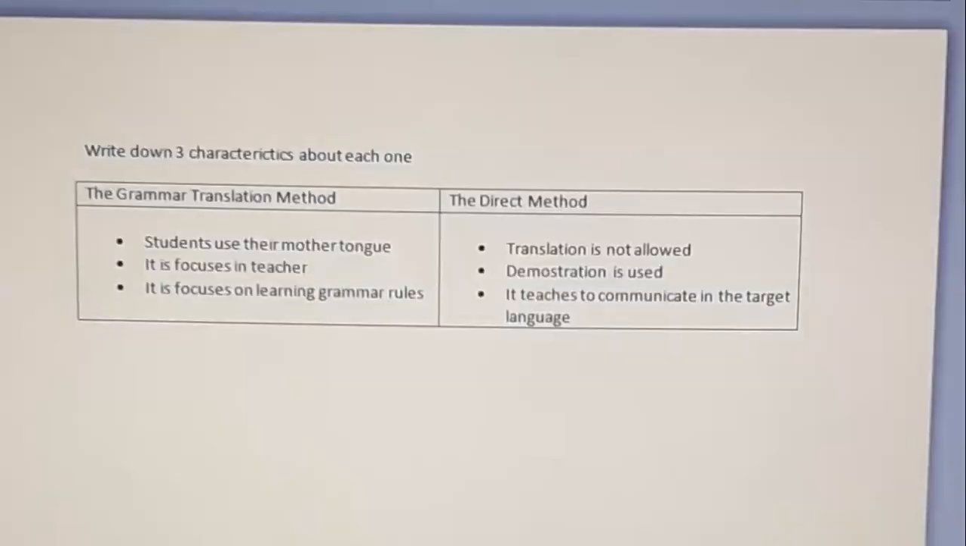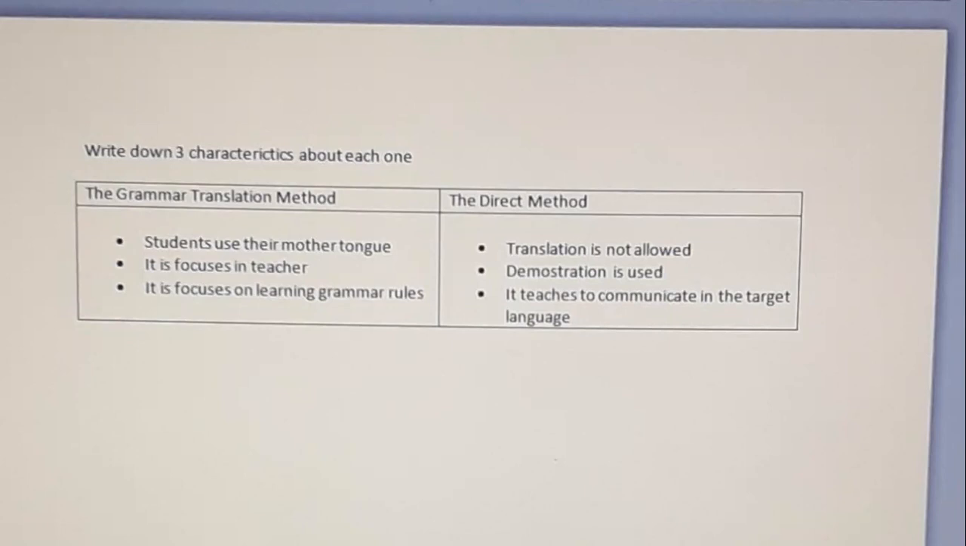Let's continue. This is the second. I cannot remember if it's Irene's or Jackie's. Write three characteristics about each one. I love it when you work so orderly. The grammar translation method and the direct method. I'm so sorry, I apologize because I didn't have enough time to download all the files, but I checked it all.